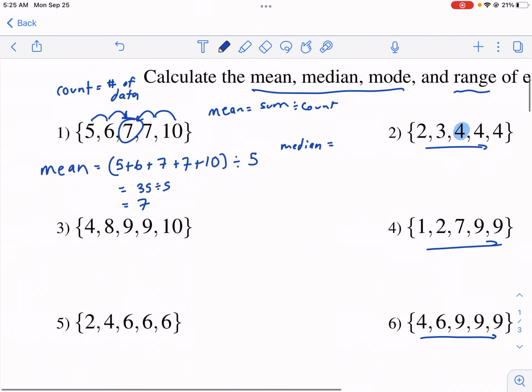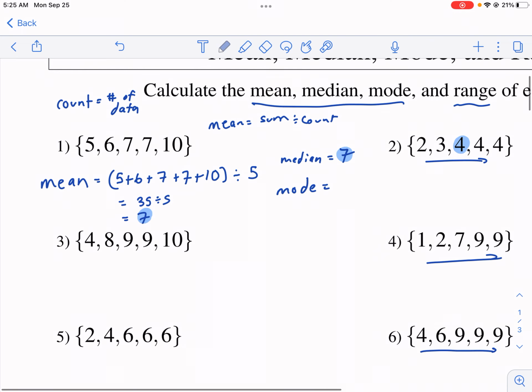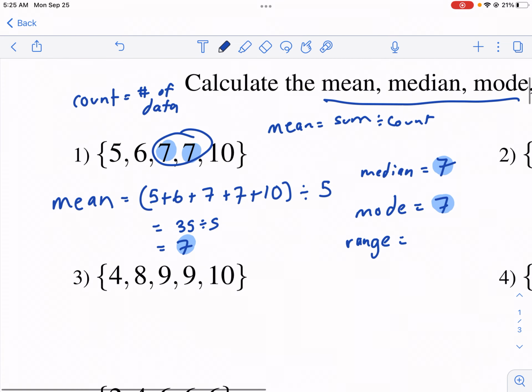So median for number 1 is just going to be 7 because that was our middle number. So our mean was 7 and our median is 7. Our mode is the number that appears the most. So what number appears the most out of 5, 6, 7, and 10? Well, obviously 7. 7 appears twice, so that is going to be our mode. And mode's actually probably the easiest one to do. Range is also fairly easy. It's just talking about how far the data spans. So what is the gap between the smallest and the biggest, also known as the min and the max.